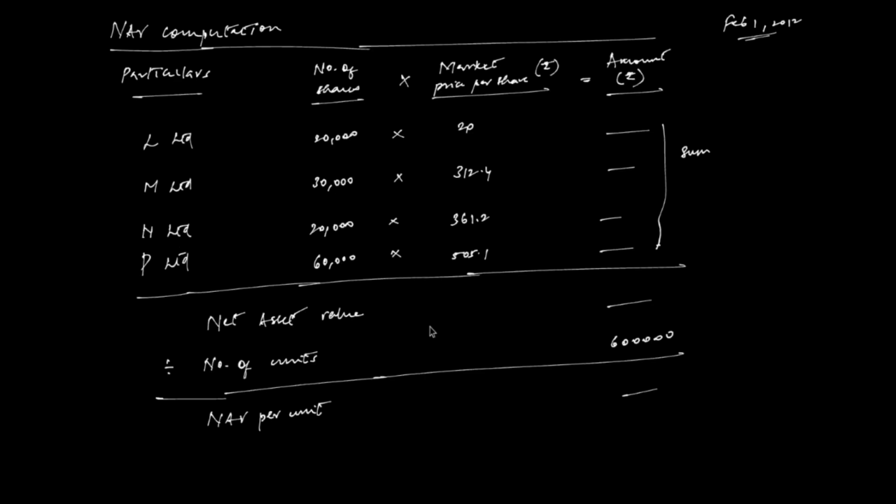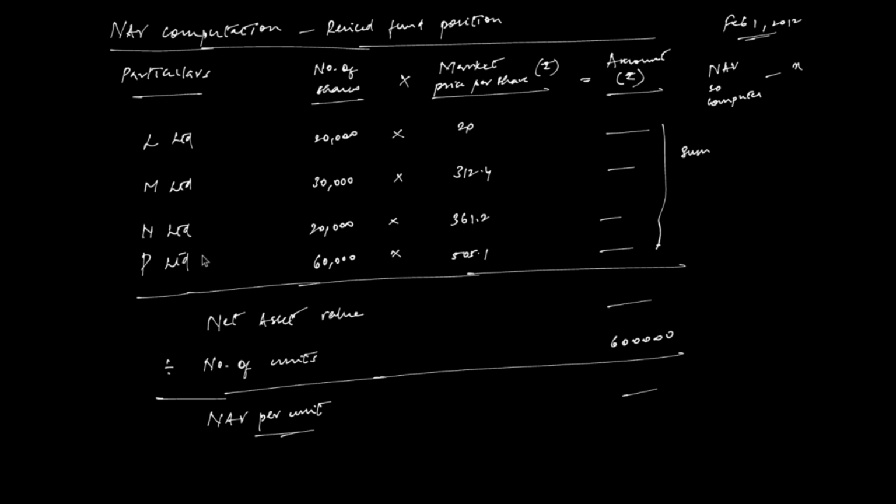Now we will try to compute what is the revised position of the fund, and let the NAV so computed on Feb 1 2012 be X. Okay, now we will see the revised position of the fund. Revised fund position. Okay, so what all do we have?